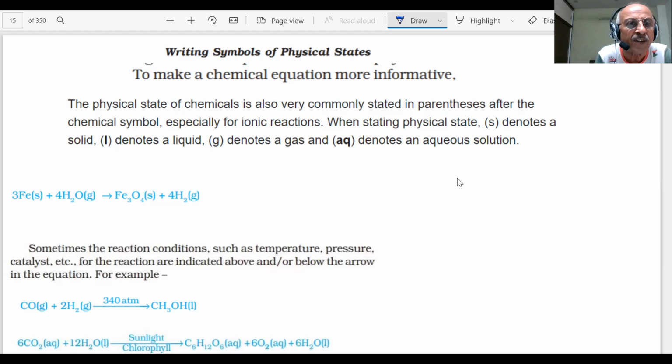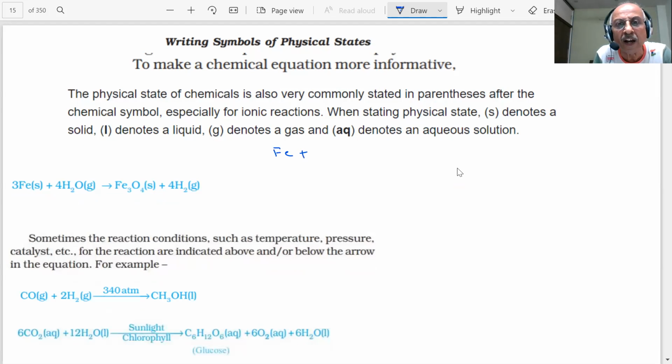For example, students, here is a reaction in which iron is reacting with water to form Fe3O4 plus 4H2O. What we are saying, student, is that iron reacts with H2O to form Fe3O4 and hydrogen. First, we have to balance the equation. This is a balanced equation now, which we have written, Fe3O4 and 4H2O. Still, we do not know what is the physical state of iron, what is the physical state of water.